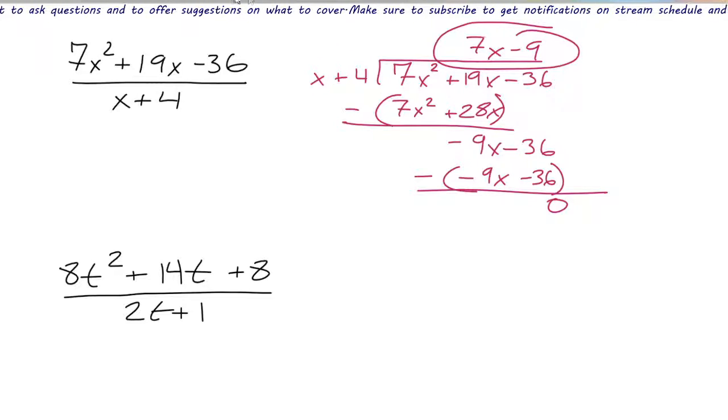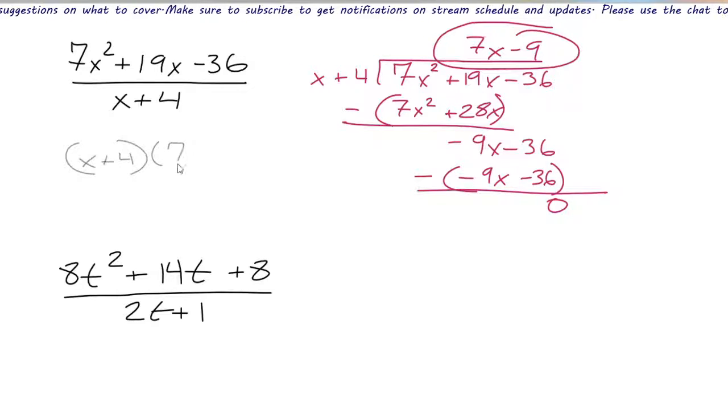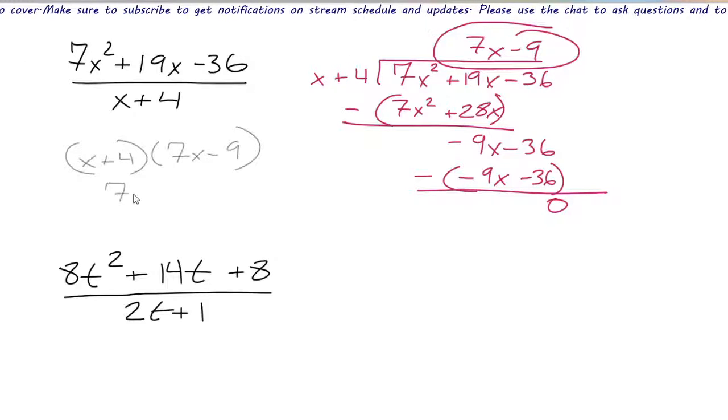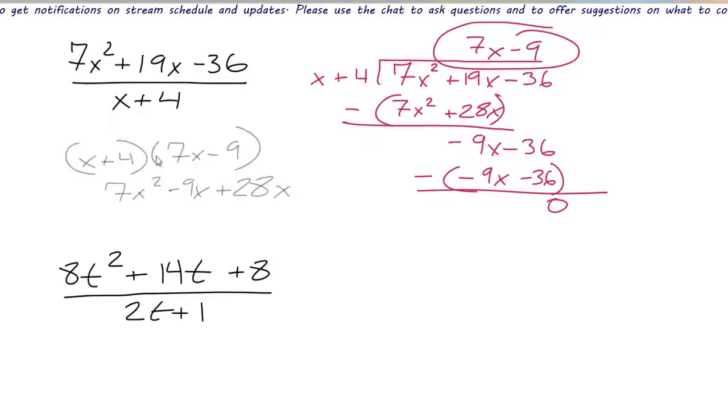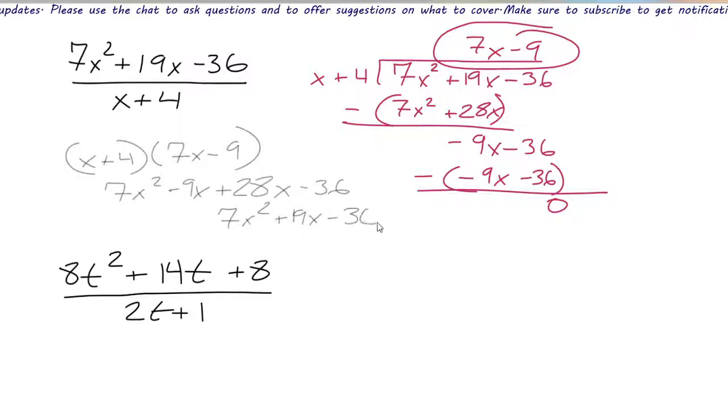Alright, and again, just to check real quick. x plus 4 times 7x minus 9. FOIL: first, it's 7x squared. Outer, negative 9x. Inner, 28x. Last, and then simplify. This matches up with what we divided from, so our check is good, so that means our answer is good.